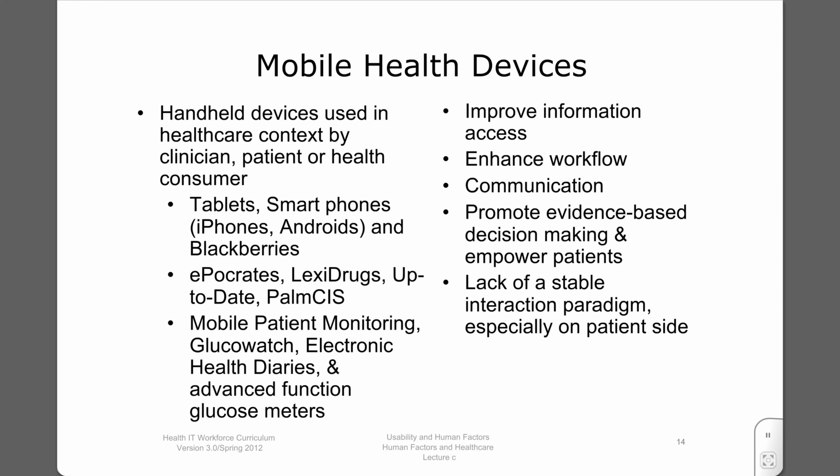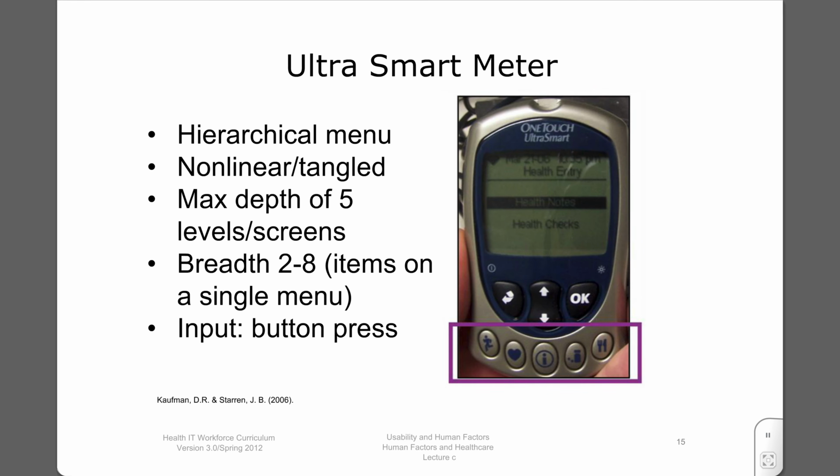The focus on the next few slides is on a study conducted by Kaufman and colleagues of an advanced function glucose meter. The target population was older adults who comprise a rather large percentage of patients with diabetes. The study employed the LifeScan UltraSmart glucose meter. It uses a hierarchical menu system as a mode of interaction. To accomplish a goal such as recording your present weight, you may have to negotiate up to 5 levels of screens.